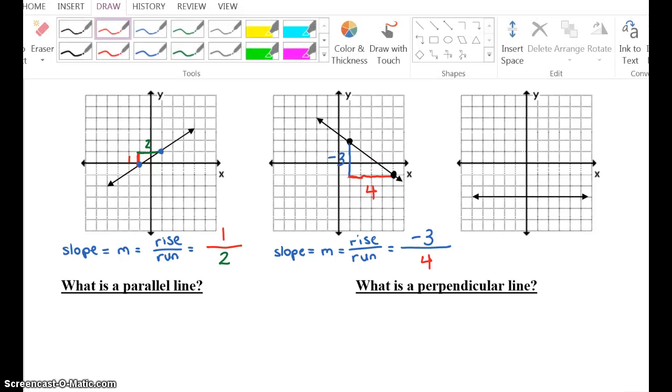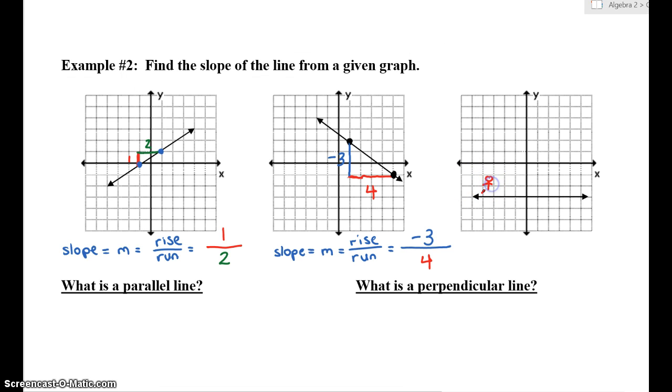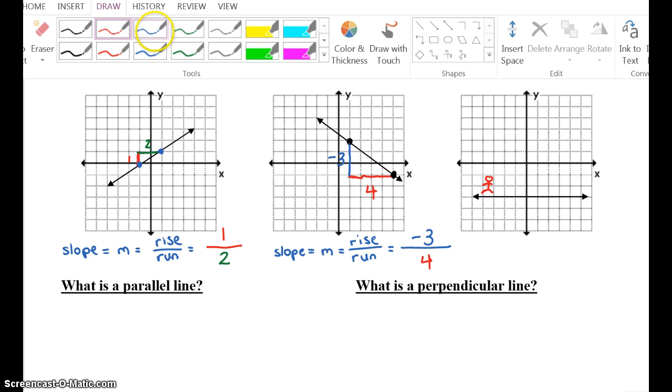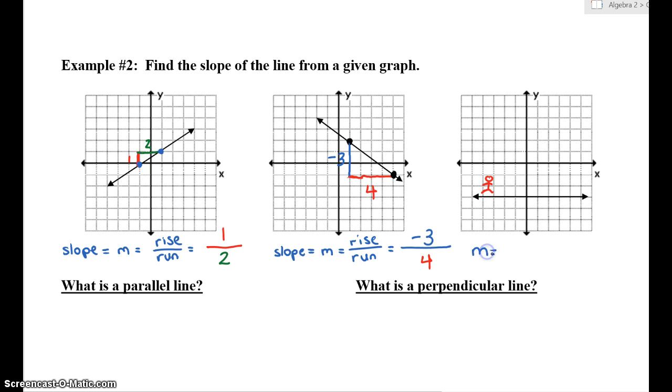Now, I look at this next one and I'm going, wait a minute, that looks like Warren, right? I'm just walking around the hallways, and I'm not doing any work. So the slope here I know is 0. I know that the slope is actually 0 because it's a horizontal line.